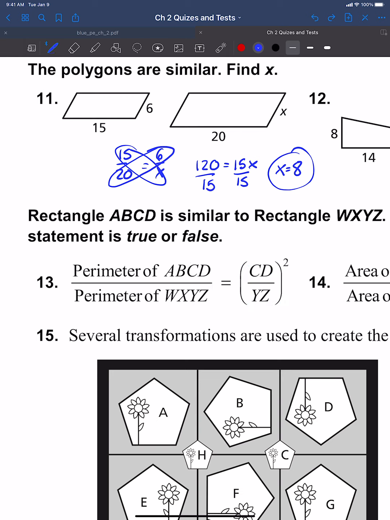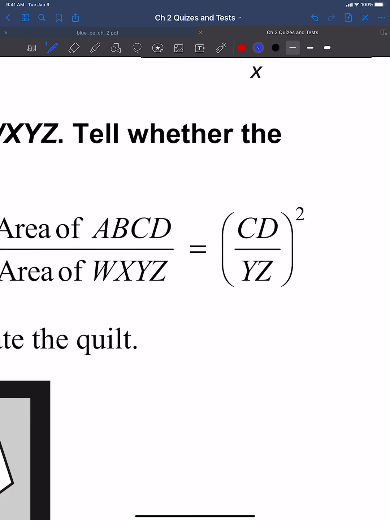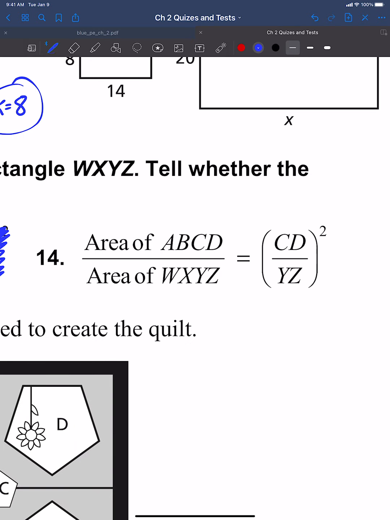How could I make it so it would be true? Area. You say it's to the area. Oh, so you're saying I could change the word perimeter to area? And then it would work, right? Or let's say you had to keep perimeter. Could you just get rid of this and just have CD over YZ? Side over side? Yeah. Okay. How about this? This says the ratio of the areas would be CD over YZ squared. True.